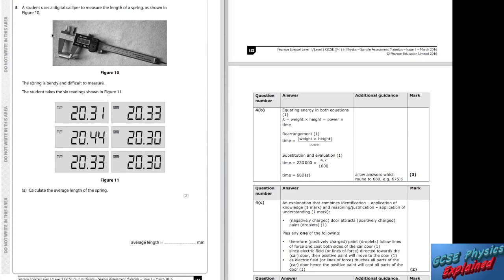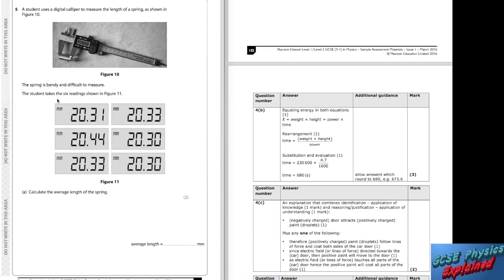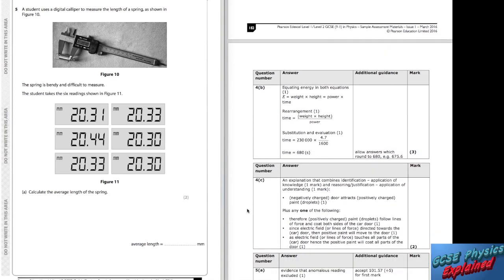Question 5. A student uses a digital caliper to measure the length of a spring as shown in figure 10. The spring is bendy and difficult to measure. The student takes the 6 readings shown in figure 11. So these are all millimeters. They're all pretty close, but they all differ slightly, and most of them do. Calculate the average length of the spring.